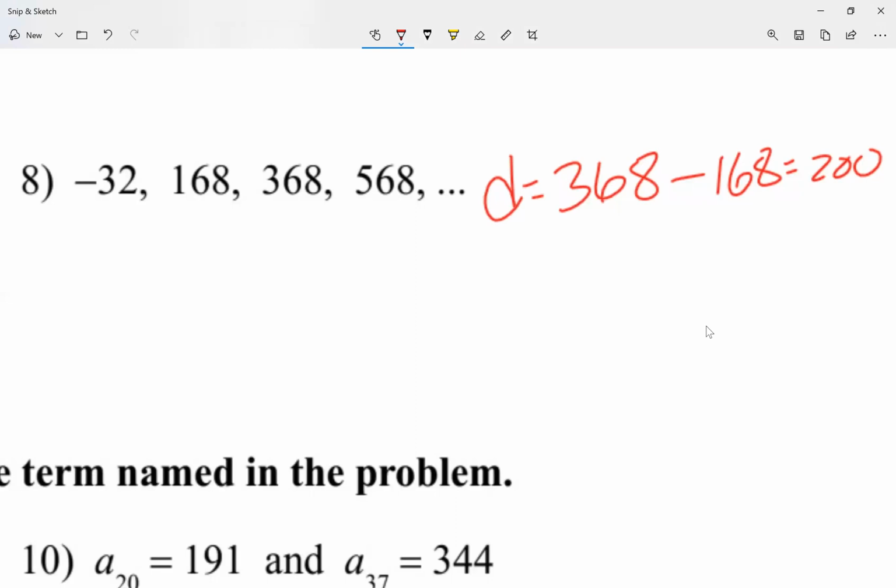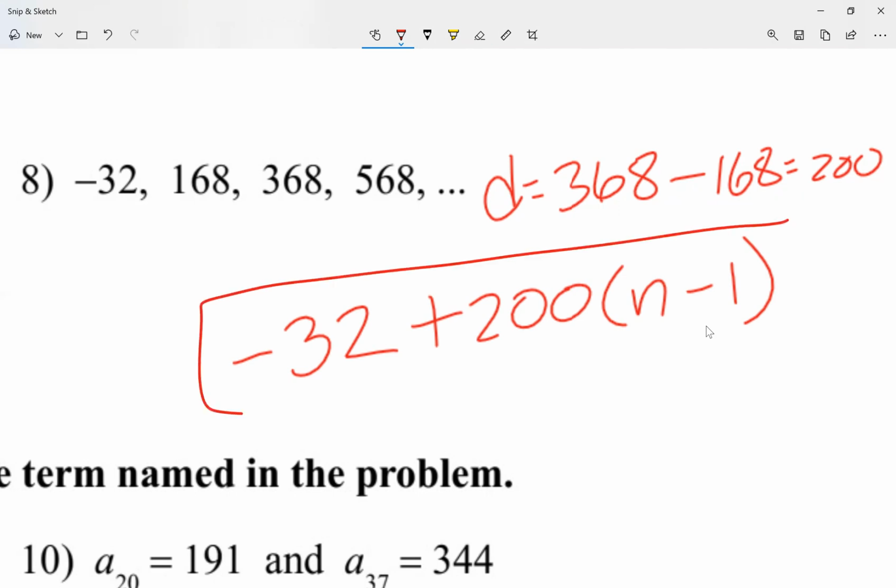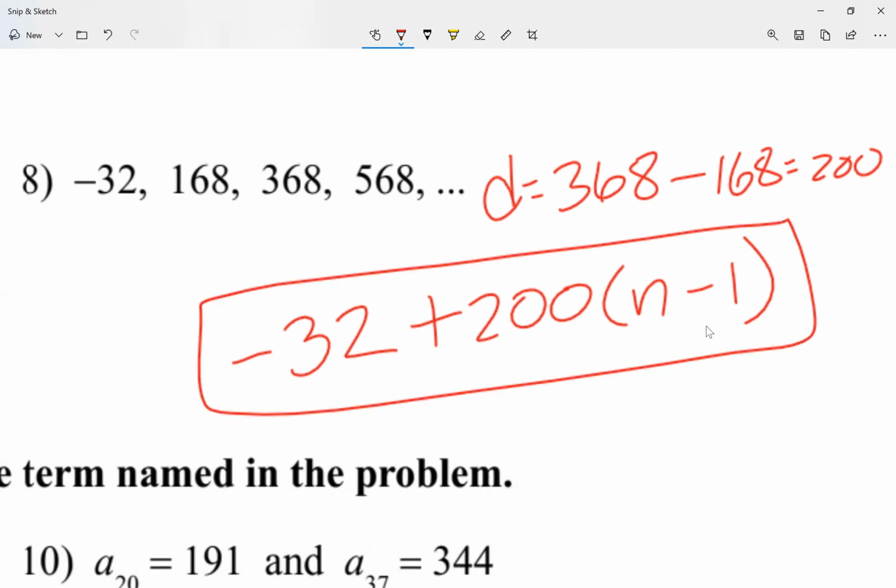All right, how do I write the explicit formula? My first number on the list is negative 32. I know my common difference is a positive 200, so I'm going to add 200 times n minus 1. Again, it's always n minus 1 because I start adding the difference starting from the second number. N minus 1 is based on the number that I want on the list. Okay, so that's pretty simple.